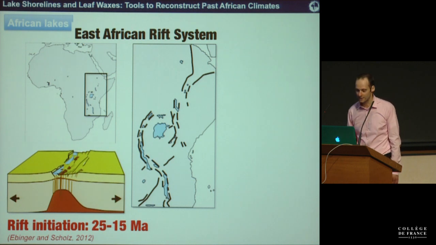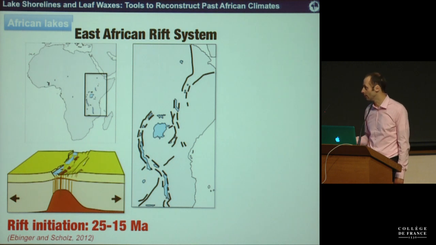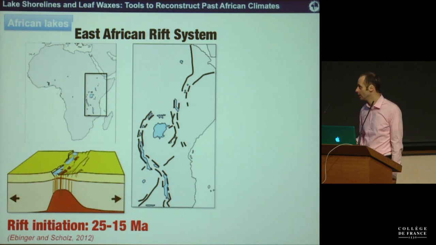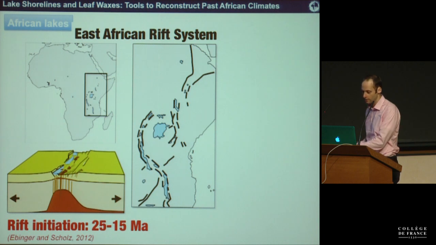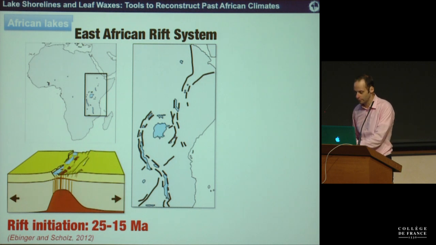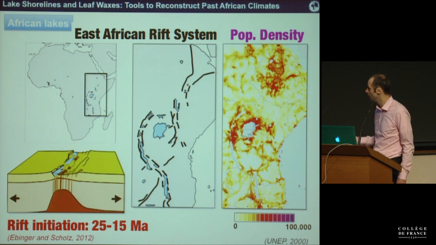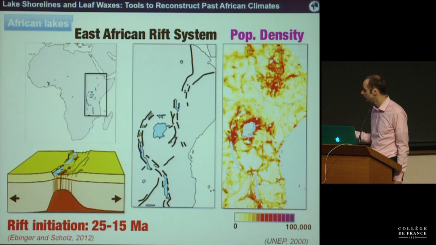So we know that these lakes in the past fluctuated a lot, and they will for sure fluctuate in the future. And so we are interested in reconstructing the past variability to better predict how they will fluctuate in the future. This kind of information will be of great importance, particularly for the people living there. As you can see, this is a map of the population density in East Africa, and you can easily see that most of the population is concentrated along these lakes.